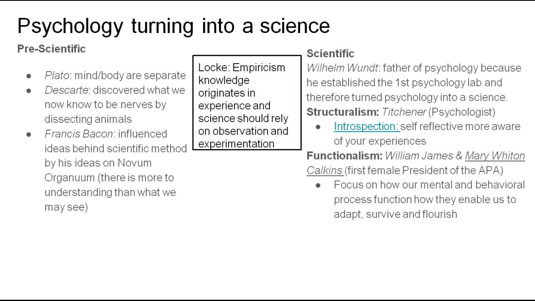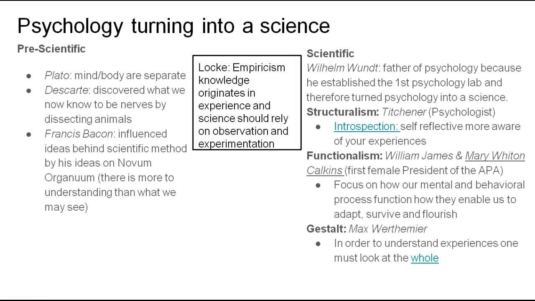The next school of thought was functionalism, and that's William James and Mary Whiton Calkins. Mary Whiton Calkins actually ended up becoming the first female president of the American Psychological Association. They focused on how our mental and behavioral processes function and how they enable us to adapt, survive, and flourish. So think about how we change and how people go through different experiences. You have people in war-torn countries. How do you adapt to that and still flourish? So it's a little bit more than just being self-reflective and aware of what's happening to you, but adapting to what's happening to you.